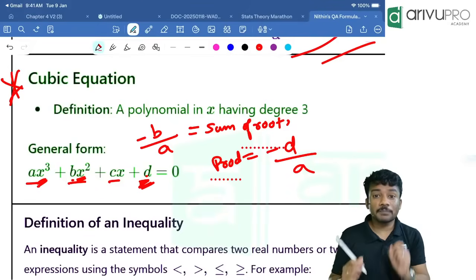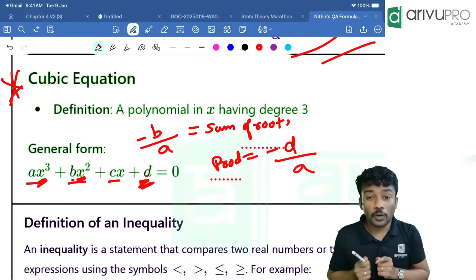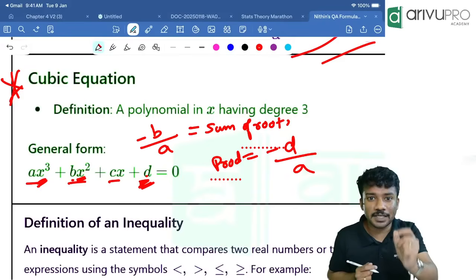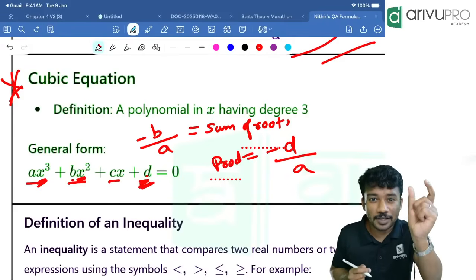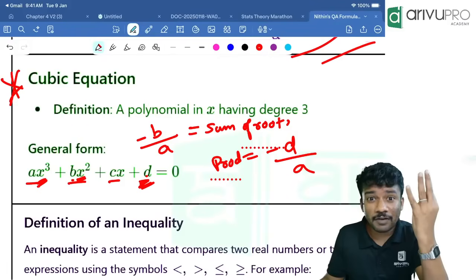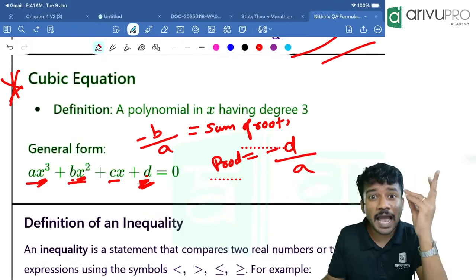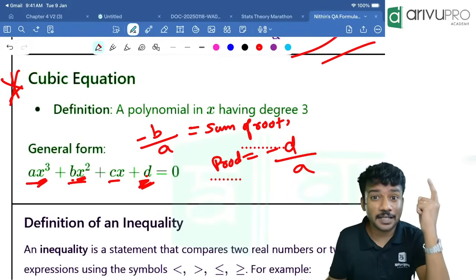People, very important. So after doing this, what are you going to do? You will do option hit and check. You will take the sum of the options. Sum of the options in the sense, three values will be there in one option. You will add all those values and check whether you are getting the sum of the roots.